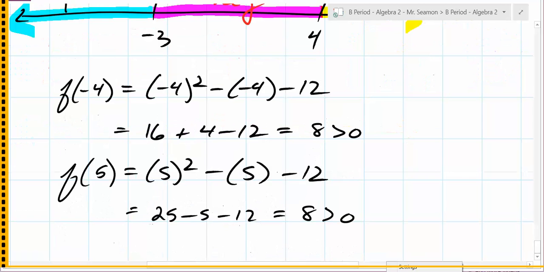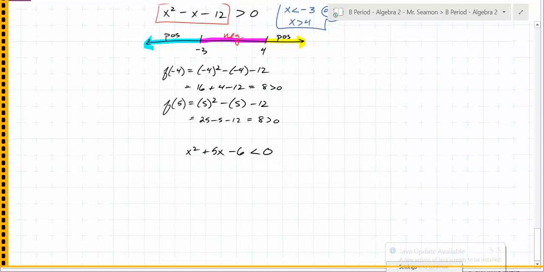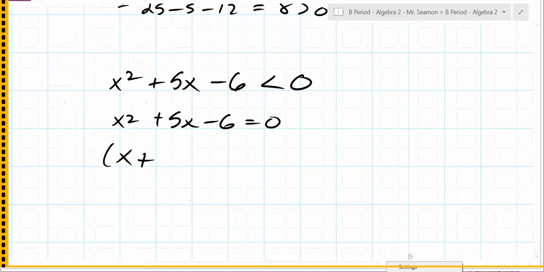So let's say I gave you a similar one to this one right here. X squared plus 5x minus 6 is less than 0. See if you can answer that question for me. I'll leave this work right here for you.